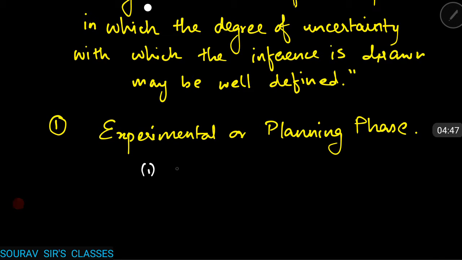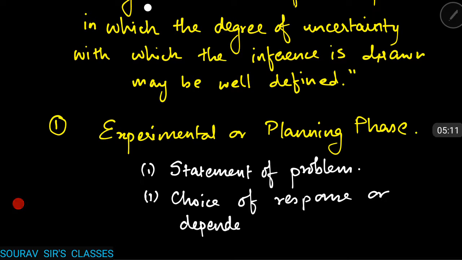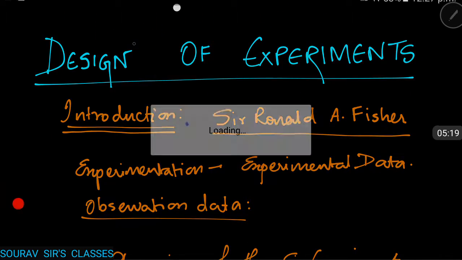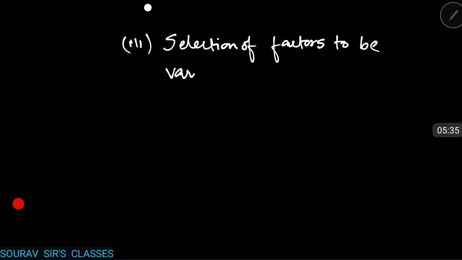This has: number 1, statement of problem. Number 2, choice of response or dependent variable. Number 3, selection of factors to be varied. Number 4, choice of level of these factors.